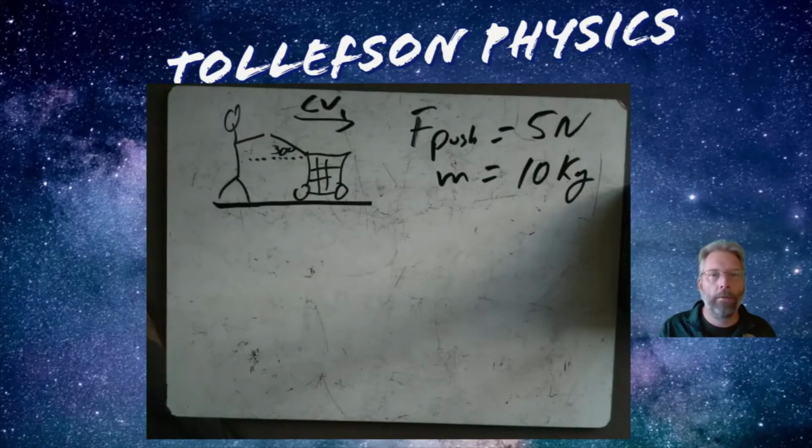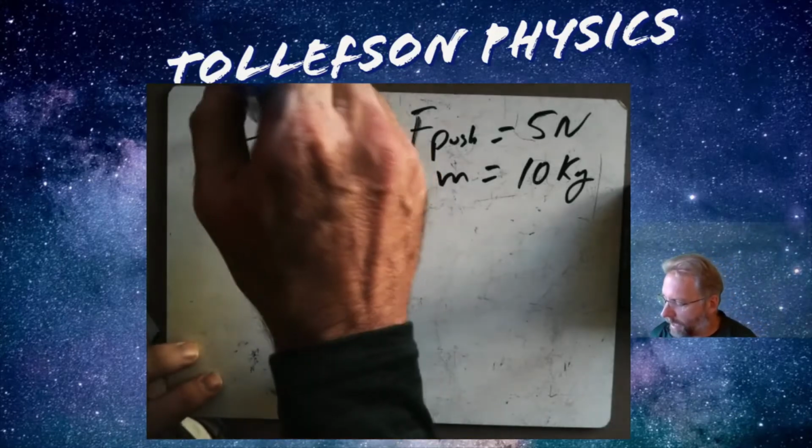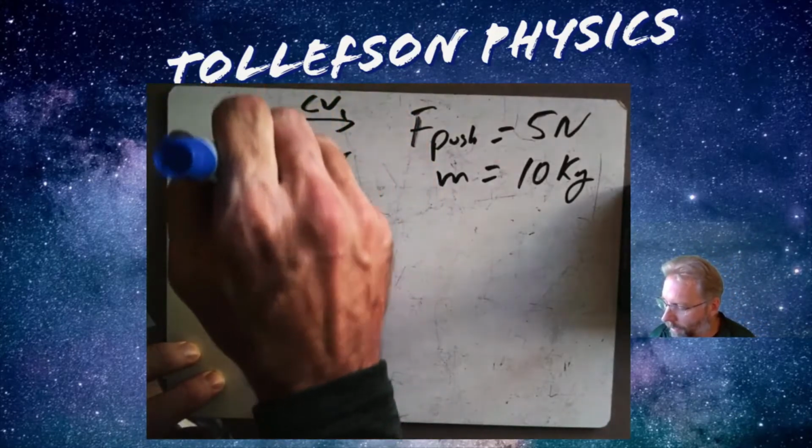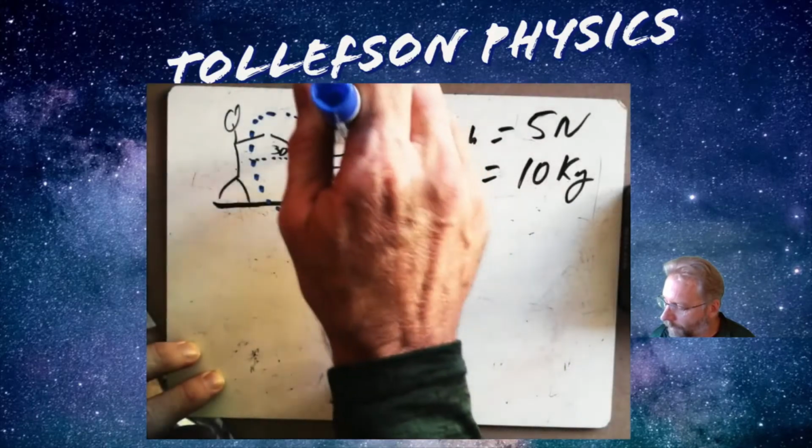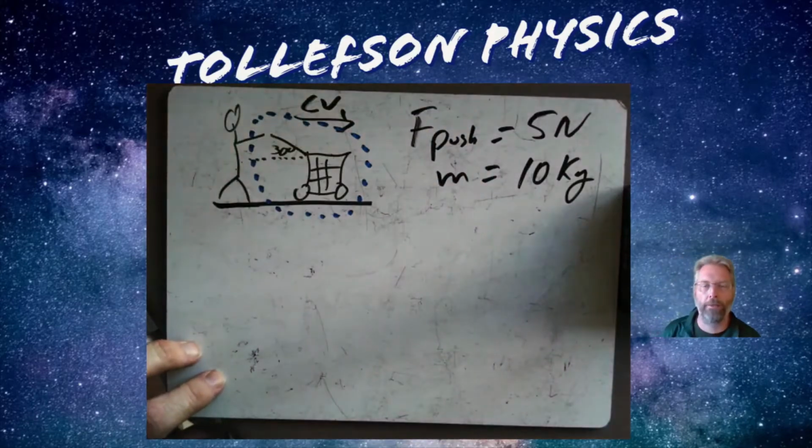So what we're going to look at is I have a shopping cart, and at least an attempt to draw a shopping cart. And I'm going to push it forward with a constant velocity. However, I'm pushing down on the handle, and that handle has an angle of 30 degrees compared to the ground. So I'm going to push with a 5 Newton force, and let's say the shopping cart is 10 kilograms. So first thing is I'm going to consider, okay, what am I going to look at? I'm going to look at the cart. So I'm going to consider the cart as my system.